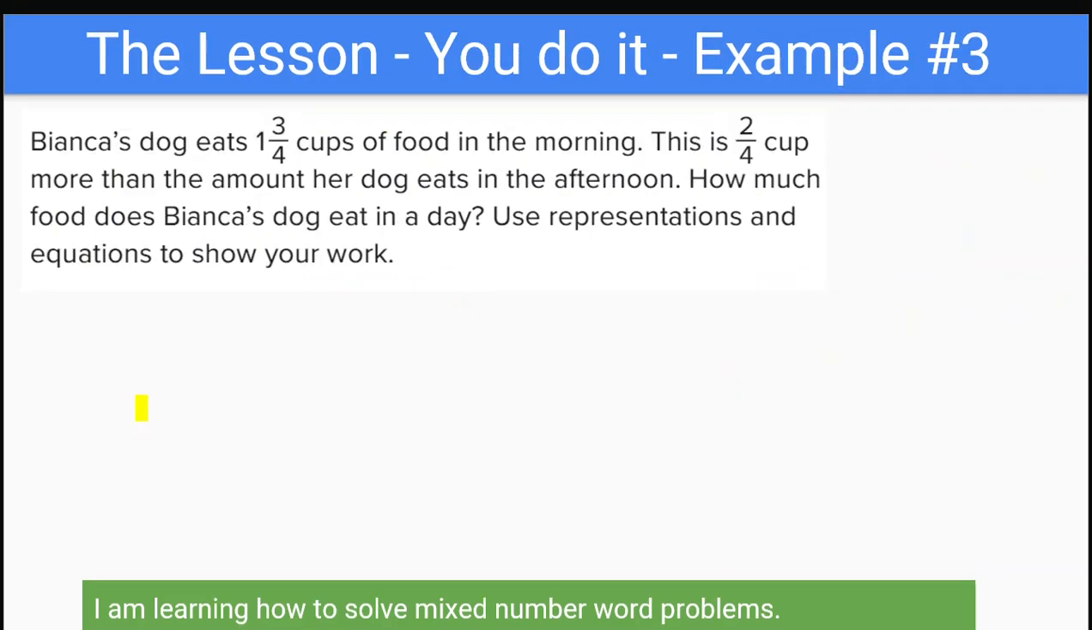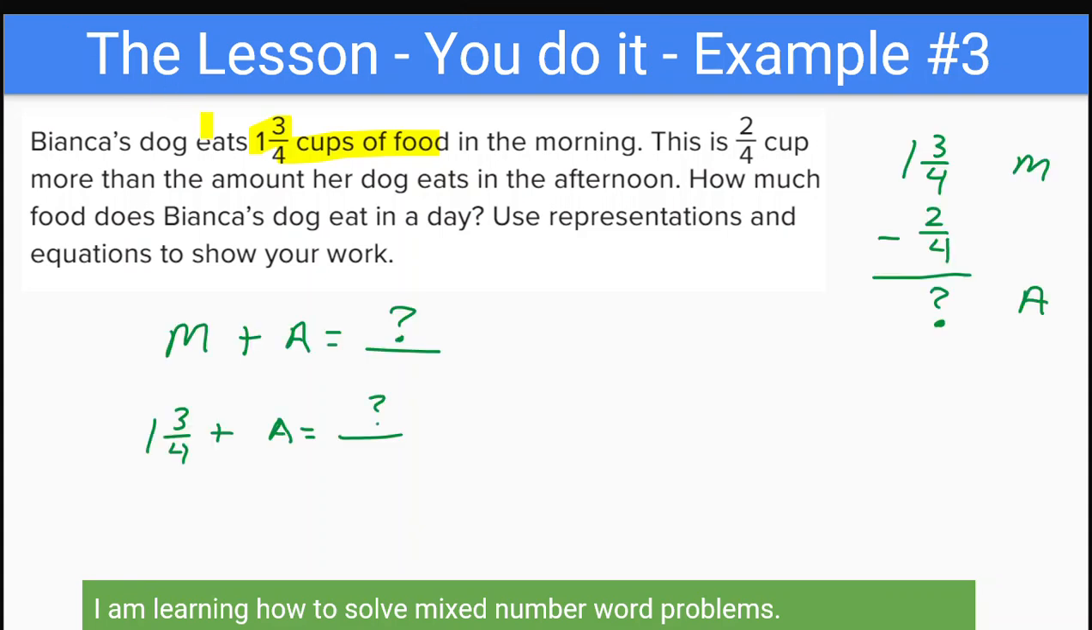Here's another one right here. Bianca's dog eats 1 3/4 cups of food in the morning. This is 2/4 cups more than the amount her dog eats in the afternoon. How much does Bianca's dog eat in a day? Use representations and equations to show your work. Okay, let's set this one up.